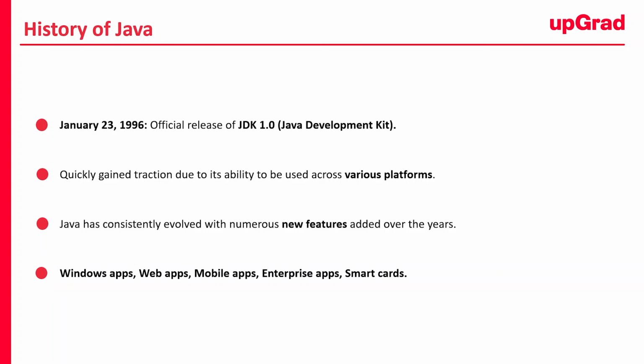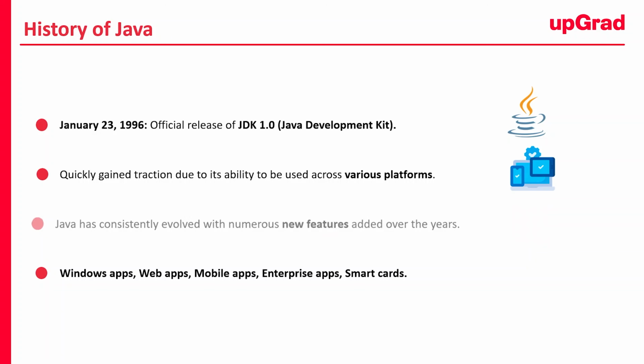Fast forward to January 1996. That's when JDK 1.0, that is Java Development Kit, was officially released. And this wasn't just any release. It was the start of something big. Java quickly started gaining traction because of how versatile it was, and the best part? Since its first release, Java has only gotten better with a ton of new features added over the years.